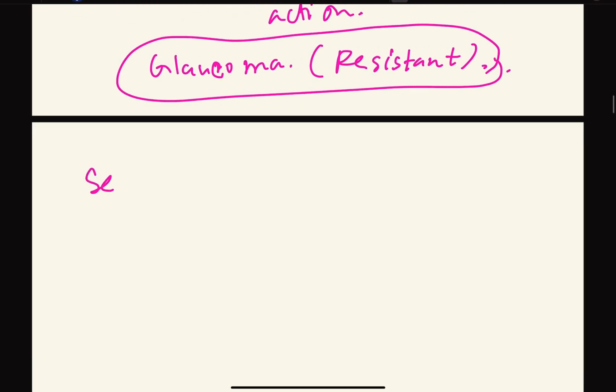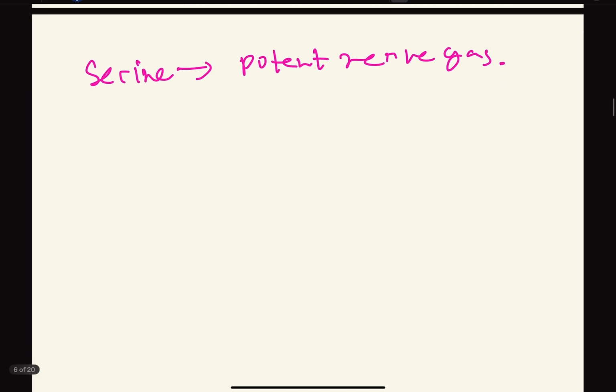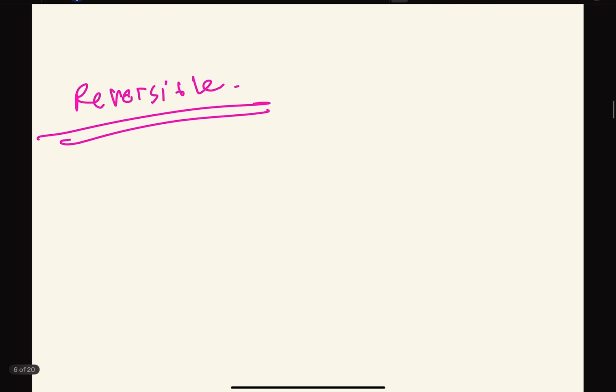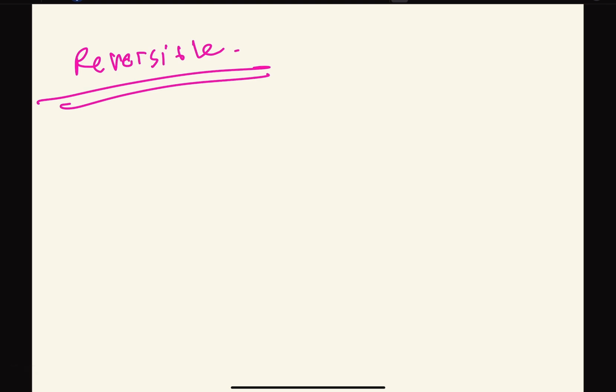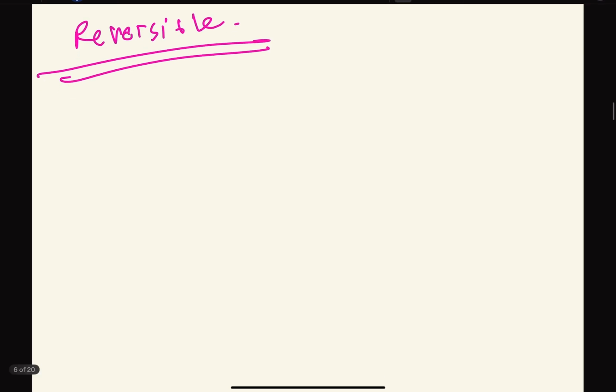And we have sarin, and sarin is a potent nerve gas. Okay, so let's talk about the reversible indirectly acting cholinergic agonists. In reversible, we have already talked about the names of the reversibly acting drugs. Then we want to talk about myasthenia gravis.